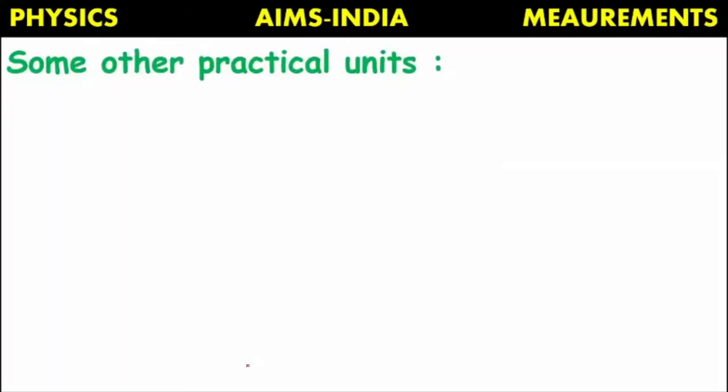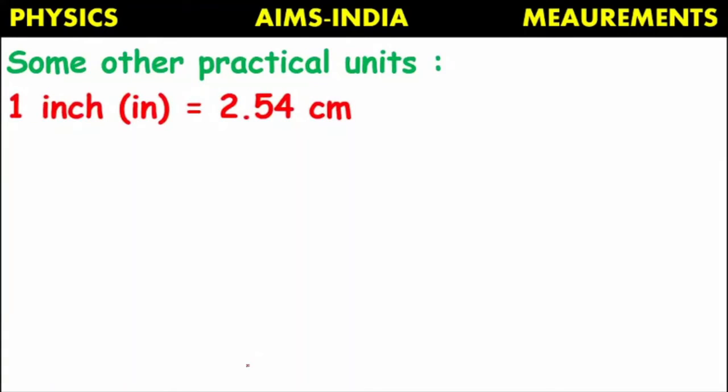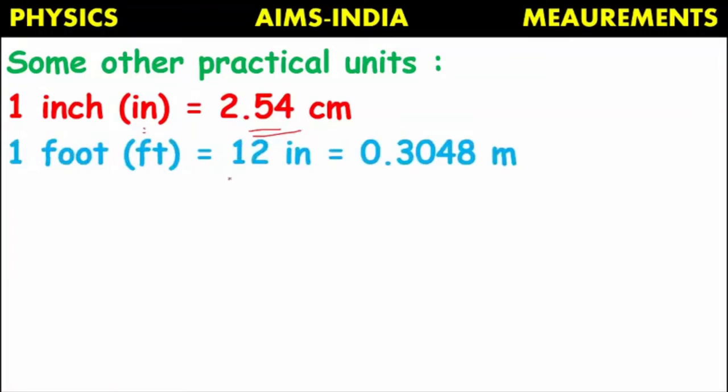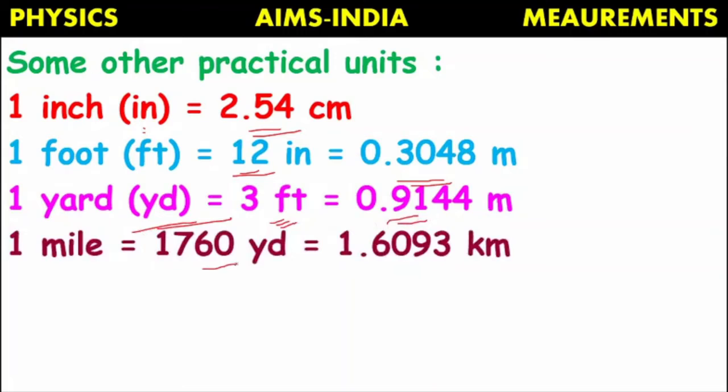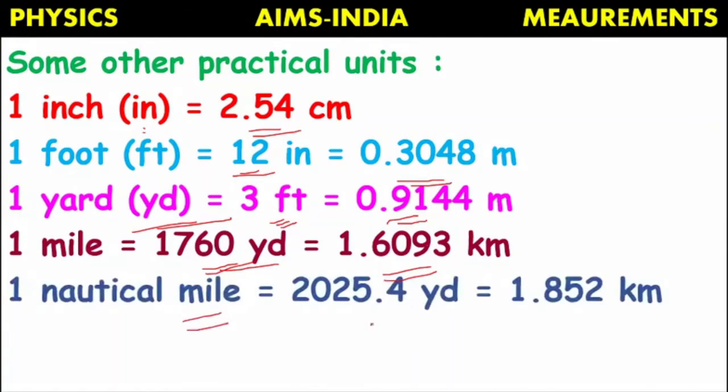There are still some more practical units which we use in our daily life. 1 inch is equal to 2.54 centimeters. Symbol is IN. 1 foot is equal to 12 inches or 0.3048 meters. 1 yard is 3 feet or 0.9144 meter. 1 mile is 1760 yards or approximately 1.6 kilometers. 1 nautical mile is 2025.4 yards or approximately 1.8 kilometers. These are all practical units of length.